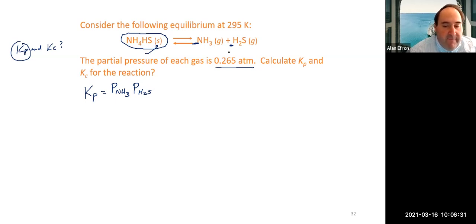Since the pressure of both gases is 0.265, we pretty much could just plug that in. So 0.265 times 0.265 is going to get us something like 0.0702 in that particular case. And that would be the value for our Kp. Any questions up to that point there?